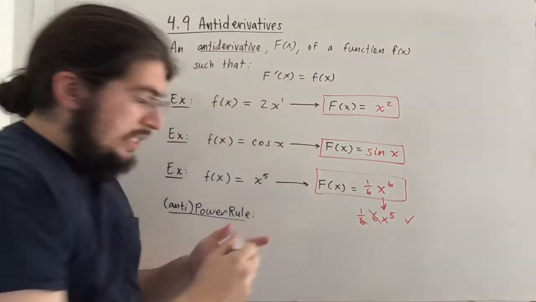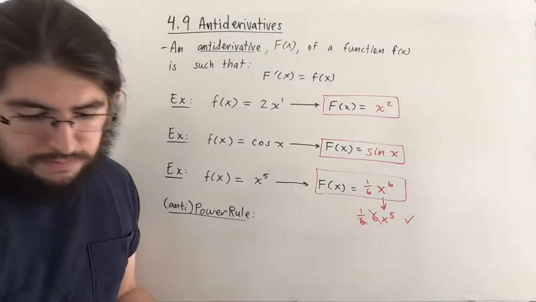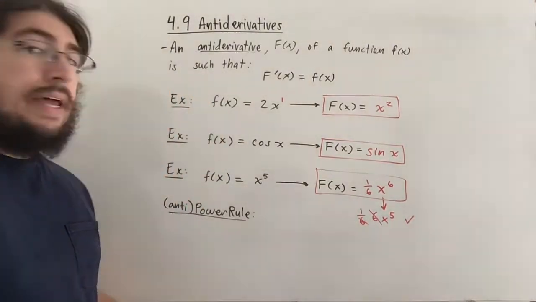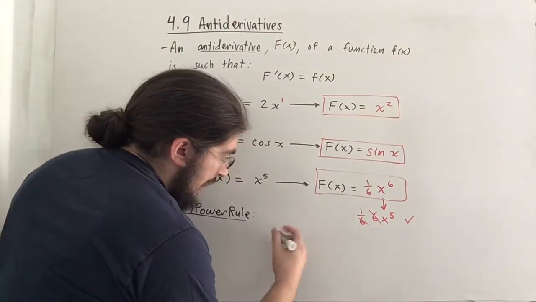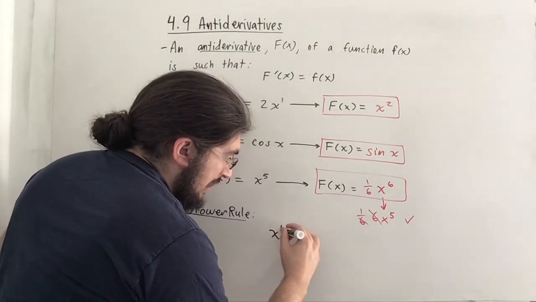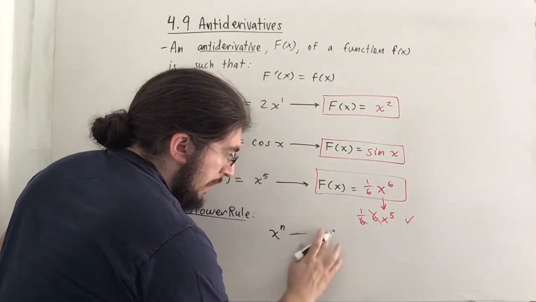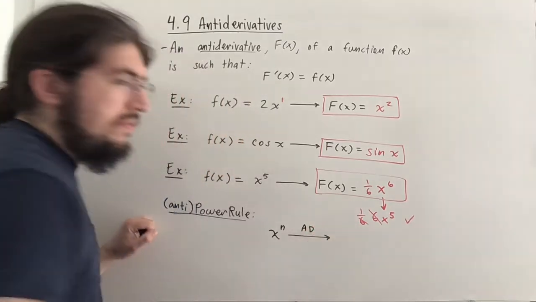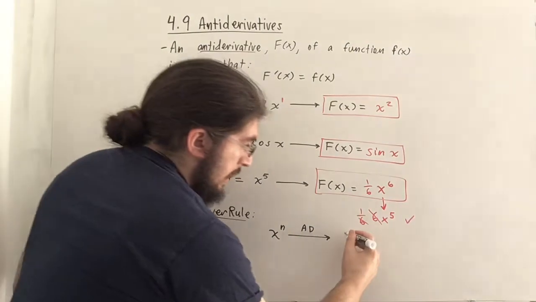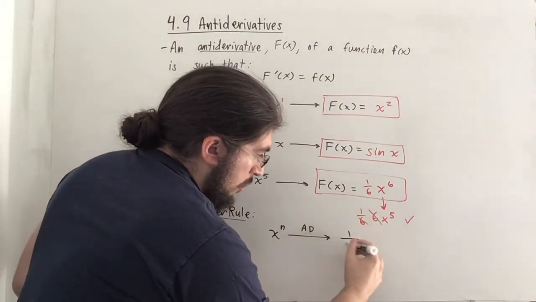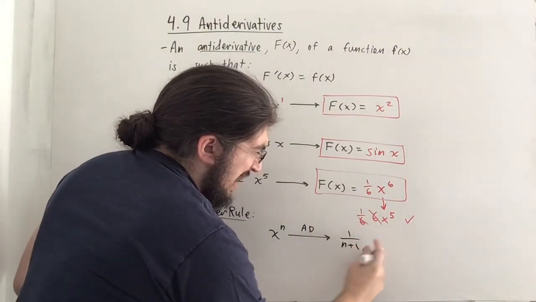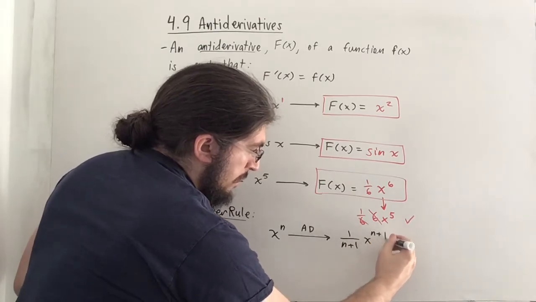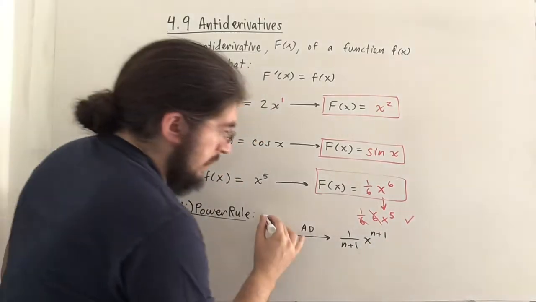And this idea leads to the anti-power rule, or rule for antiderivatives, power rule for antiderivatives. And it says that the antiderivative of x to the n, so let me denote that by an arrow with AD on top, AD for antiderivative, is, well, 1 over n plus 1, x to the n plus 1. Awesome. And let me box this actually.